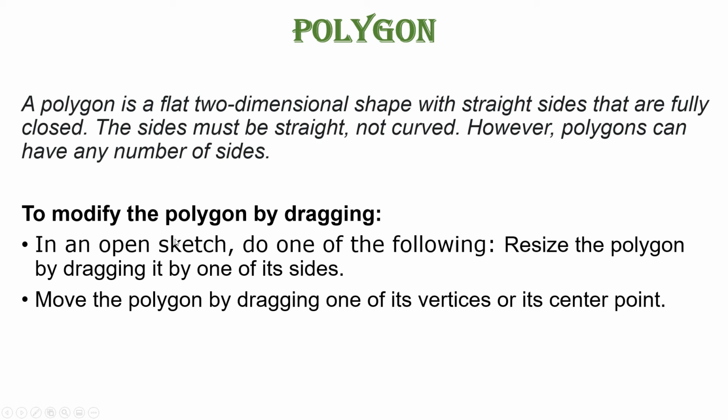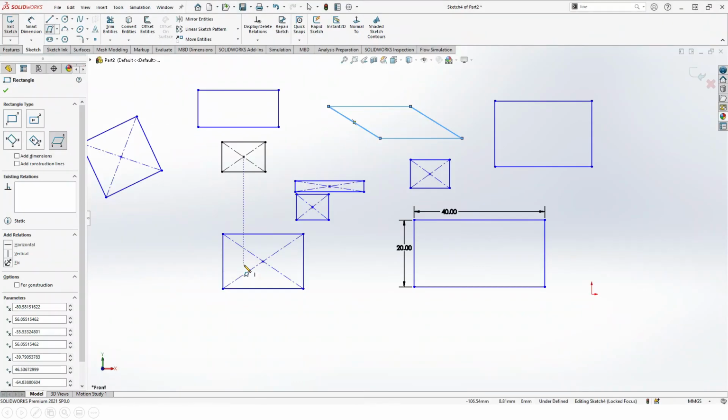So, to modify polygons by dragging in an open sketch, do one of the following: resize the polygon by dragging one of its sides. Move the polygon by dragging one of its vertices or its center point. From this, you can understand in SolidWorks how to modify or draw polygons and how to change the position of polygons. So let's go back to the software.